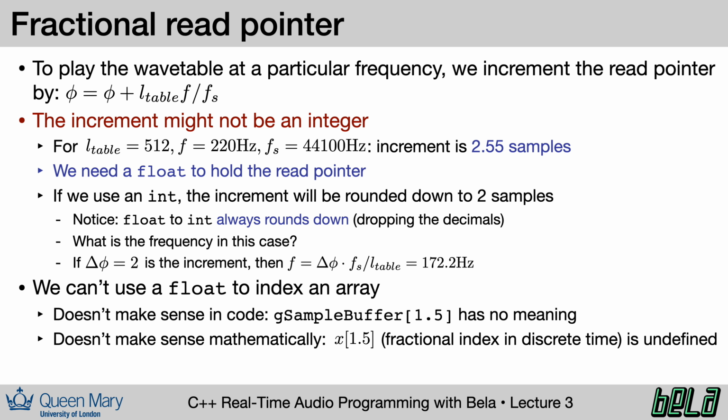This then throws up another problem, which is that we can't use a float as an index into an array. And that's for two very good reasons. One is that from a code perspective, there's no meaning to asking for element 1.5 in an array when an array has discrete elements ordered one after another. It also doesn't make sense mathematically from a signal processing perspective. Digital signal processing involves working with signals in discrete time, which are mathematically defined only at integer values and not the values in between. So we've got something of a problem here. What can we do about this?